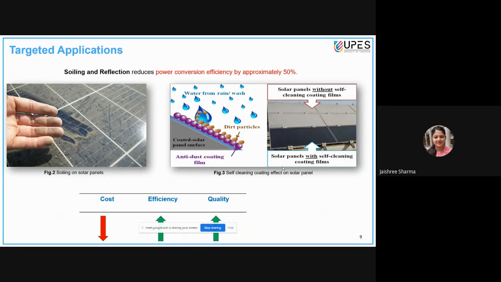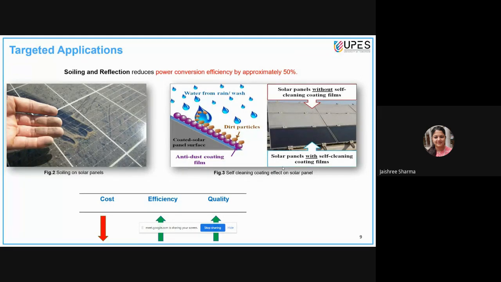These are the applications I am targeting for my research work. I am working on the application of solar cells, that is, self-cleaning for solar panels. There are some important factors concerned with this application. The very first is soiling.